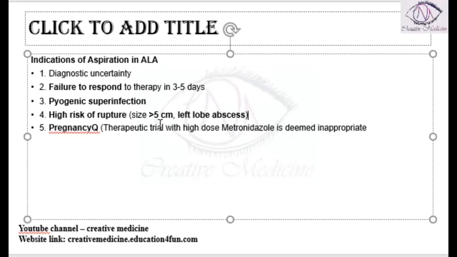Then, there is high risk of rupture if the size of the cyst is more than 5 centimeters, or if the abscess is present in the left lobe, as there are increased chances of rupture. If there are increased chances of rupture, then it is better to do aspiration. In pregnancy, we have to do aspiration.